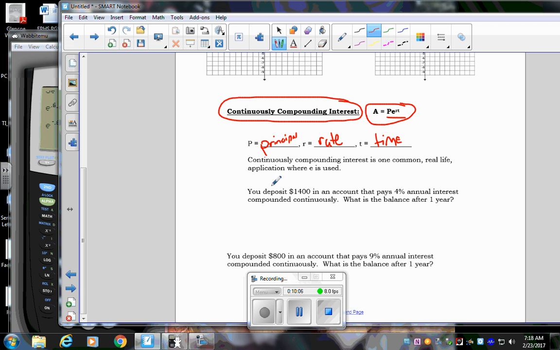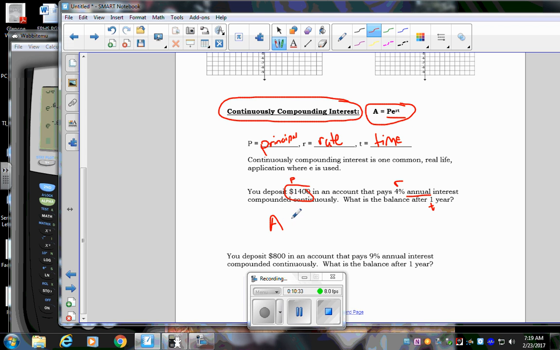Well, the bank uses it. So it says you're depositing $1,400, that's your P, in an account that pays 4%, that's your R, annual interest compounded continuously. What's the balance after 1 year? So that's my T. Now be careful, if I said 6 months, T is in terms of years, okay? Because that's an annual interest. So if I said 6 months, you have to do 1/2 up there, right? 6 over 12, because 6 out of 12 months.